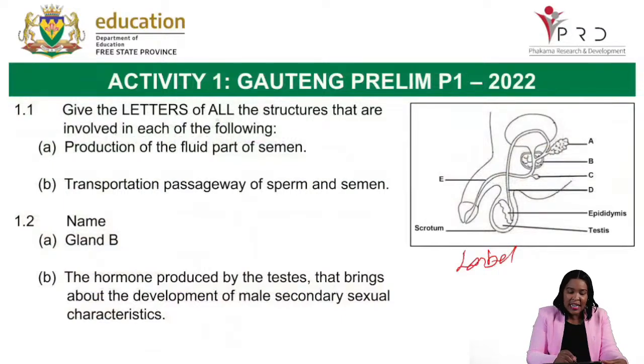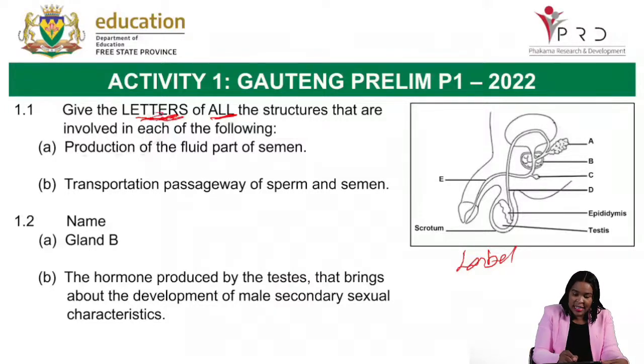1.1, give the letters of all the structures that are involved in each of the following. Now, all, so they are not limiting you. Then you must check, what does the question want? Letters, not names. So you must answer according to the question. This is one of the mistakes that you make, that you might just want to give the name, whereas it was asking for letters. Please read your questions carefully.